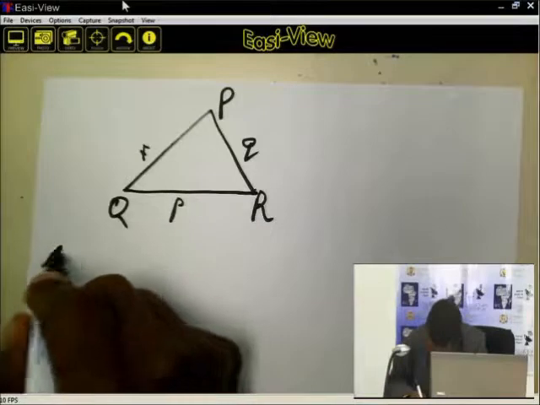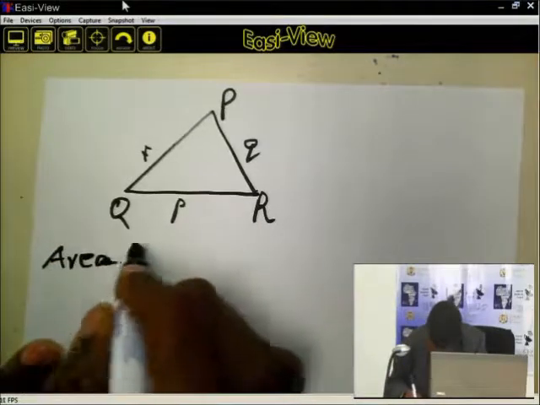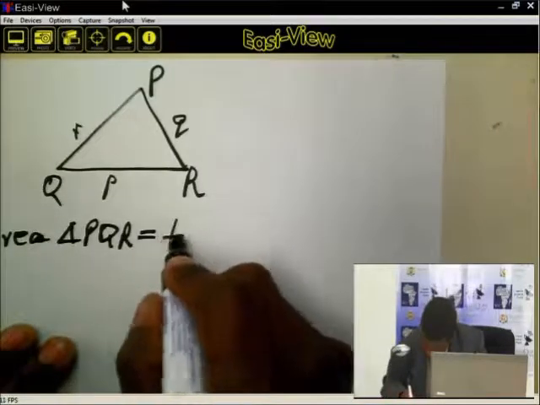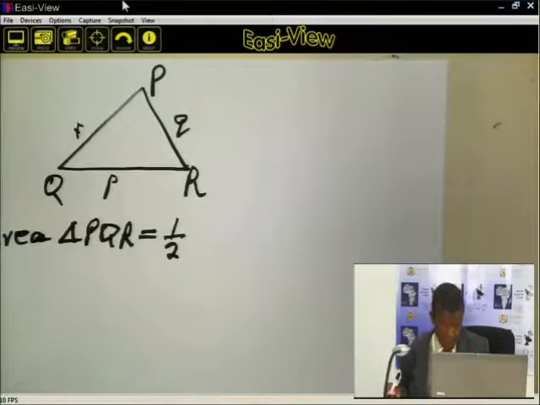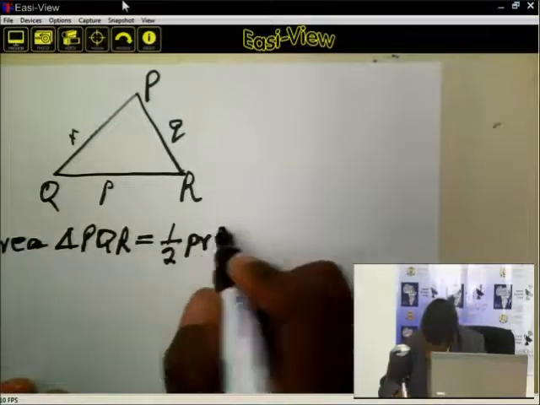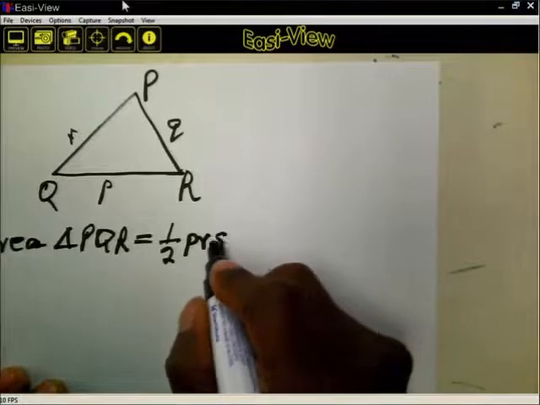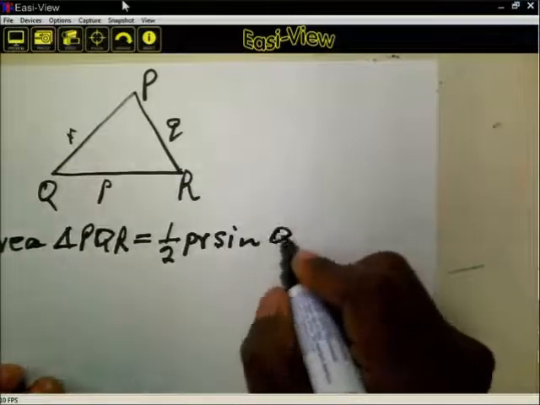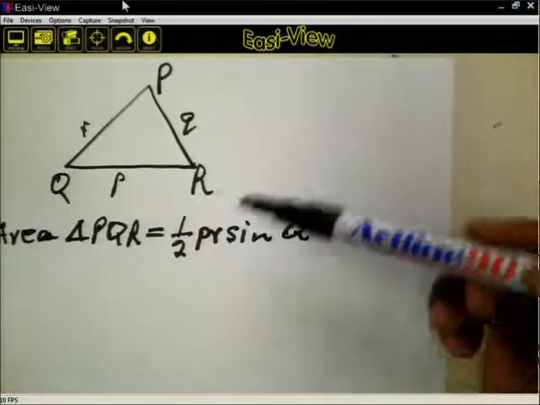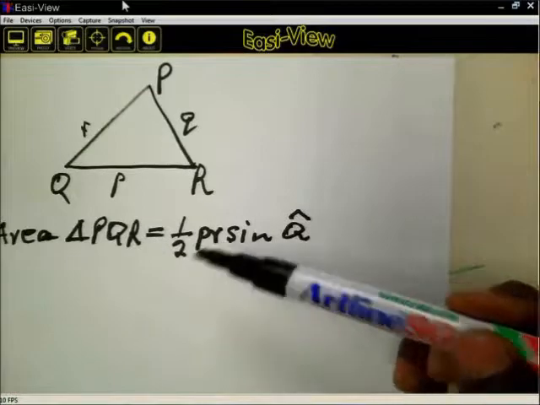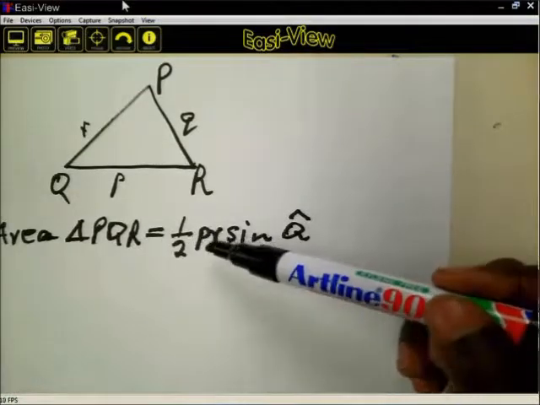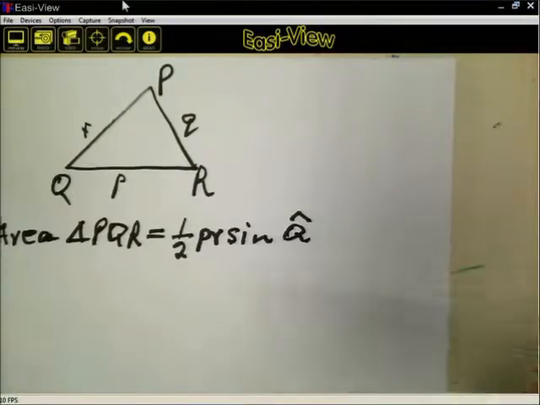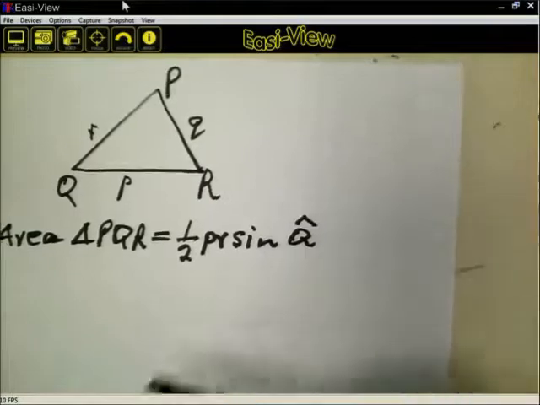The area of this triangle PQR is then given by a half any two sides. So let's choose PR times the sine. Note it is not the cosine this time, the sine of the included angle, and in this case it is Q. Now what directs you to use P or R? It is if both P and R are given, or we are looking for R and P is given. In other words, you are directed by the given information as to which two sides you take.